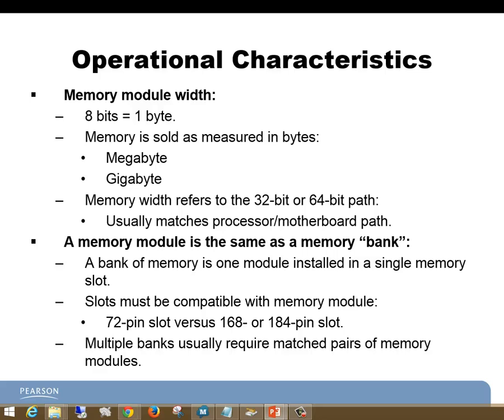So something to be aware of is that memory is measured not really even in megabytes anymore, but generally in gigabytes. 8 bits are a byte, and each memory module is referred to as a bank. They're usually numbered 0 to whatever. If you have 3, they're 0 to 3. If you've got 6, they may be 0 to 5. Slots must be compatible. It must fit if it's going to work. And then multiple banks quite often require matched pairs of memory. And I hate that they put require in there because a lot of new motherboards don't require it, but they'll run faster if you do match them.